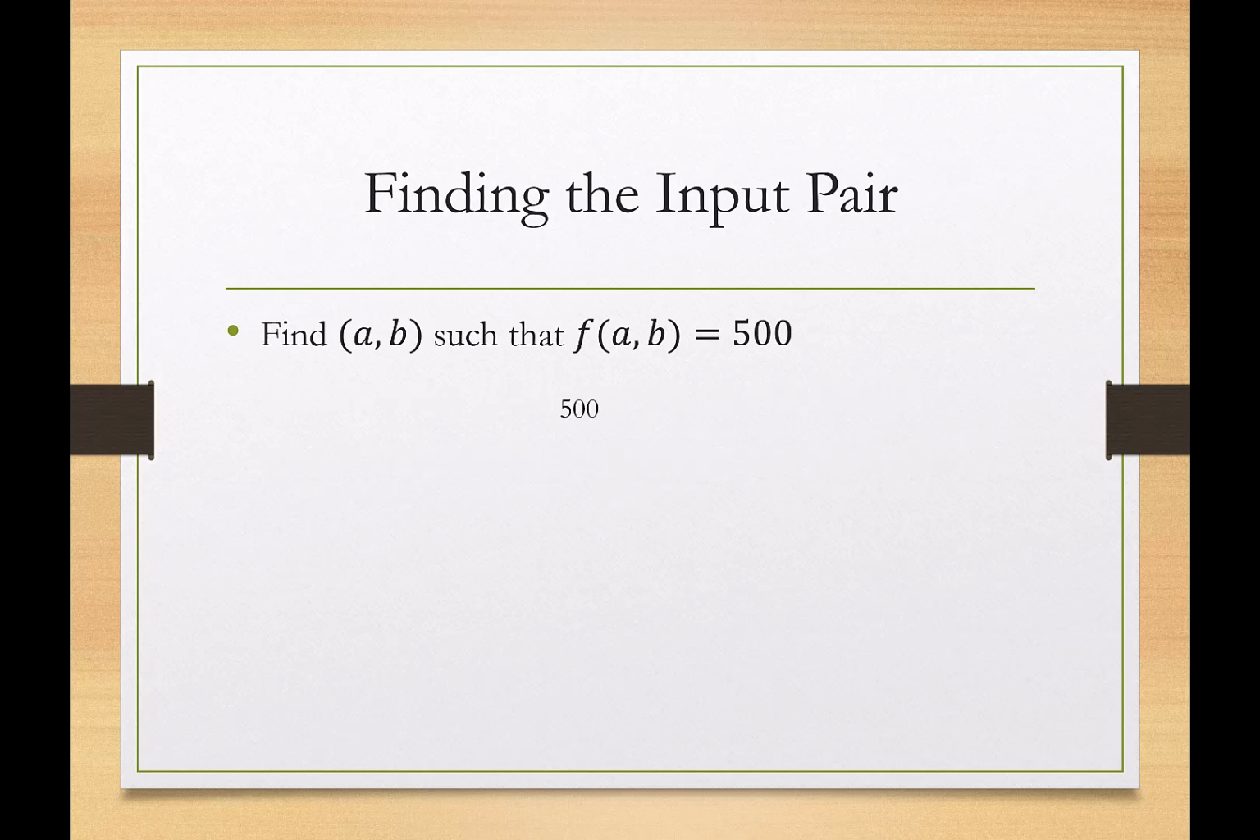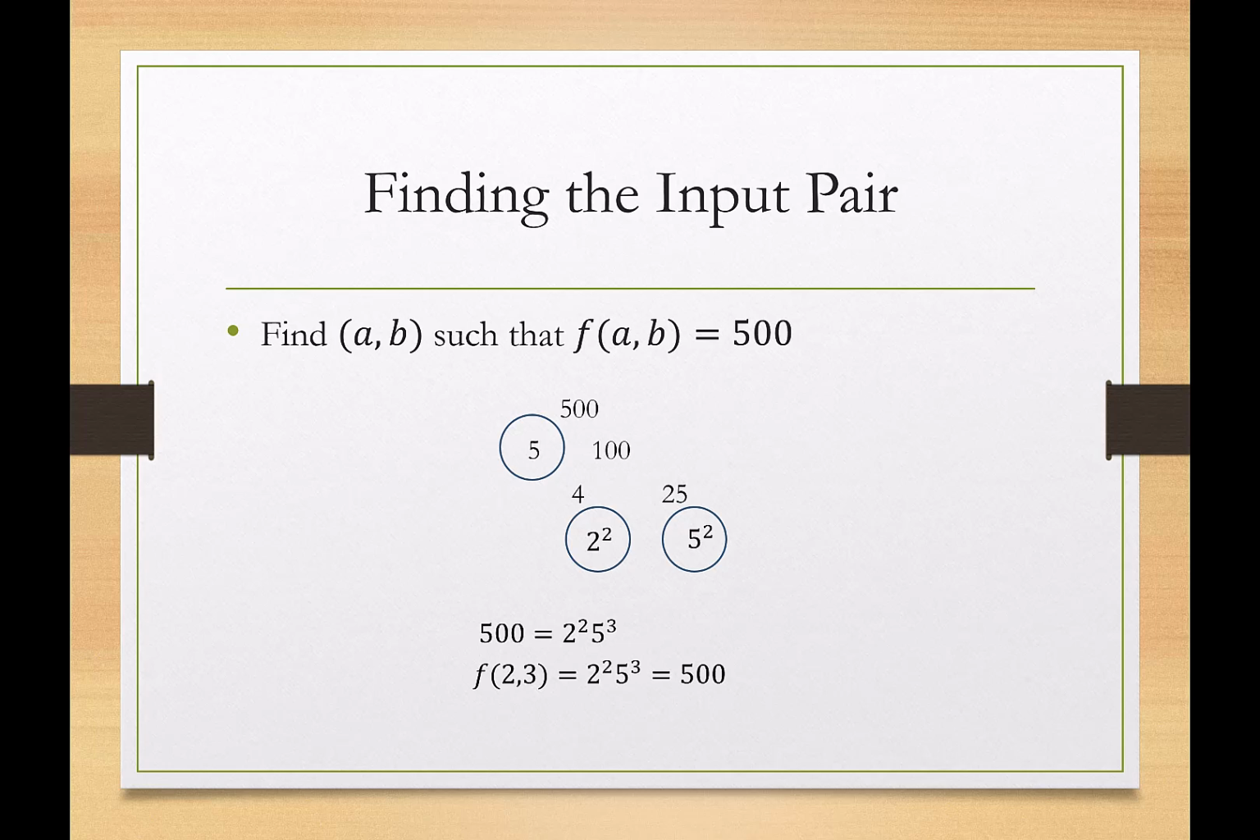So if we have 500, we might first think of that as 5 times 100. Then 100 could be 4 times 25. We know 4 is 2 squared, 25 is 5 squared, so now everything is expressed as either a 2 or a 5. I'm going to take these three outputs and put them together. 500 is 2 squared times 5 cubed. That means we want to grab those exponents and use them in our function. We would have f of 2, 3 is 2 squared times 5 cubed, which is 500.